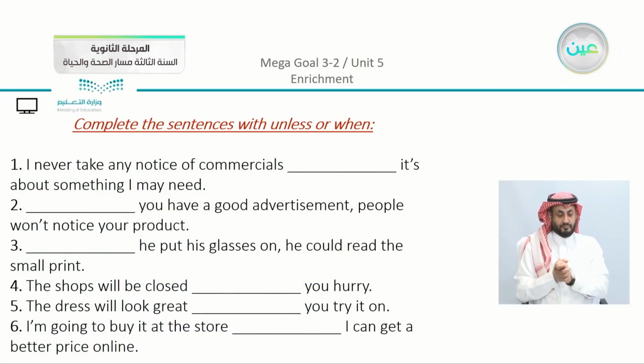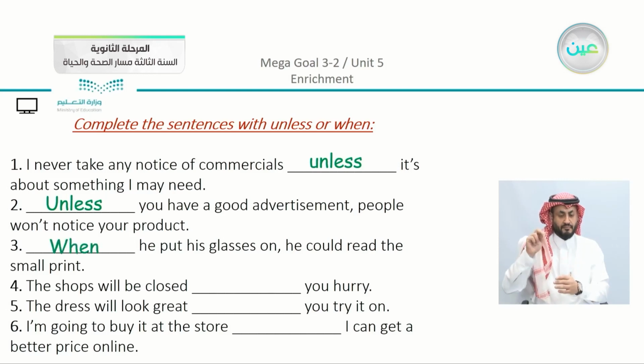Now complete the sentences with unless or when. We have here, I never take any notice of commercials unless it's about something I may need. You can see that with never, there is a negative. Blank, you have a good advertisement, people won't notice your product. You can see that also we have a negative here. So we have here unless. Number 3, blank, he put his glasses on, he could read the small print. So we have here, when he put his glasses on, yes.